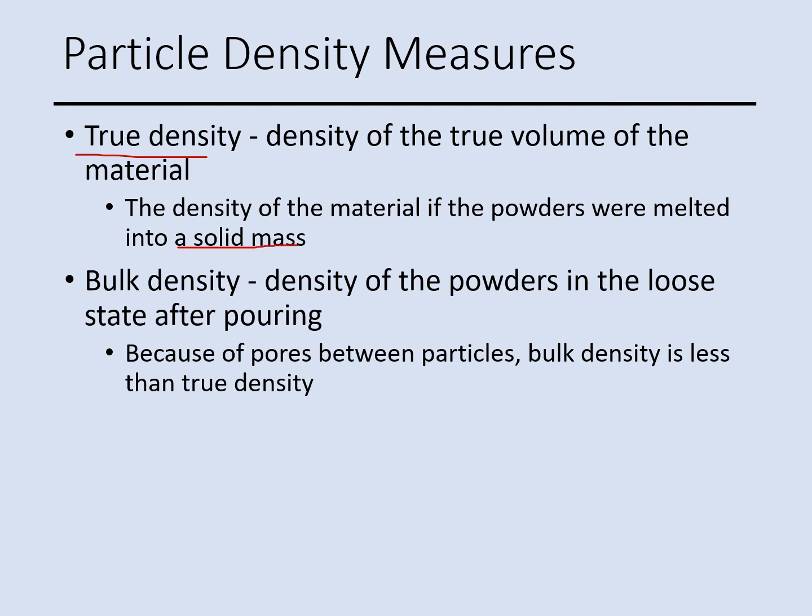And the next one is bulk density. This is the density of powders in the loose state after pouring on a flat surface. Because we always have some pores between the particles, the bulk density is going to be smaller than the true density. So this value is always smaller than the true density.